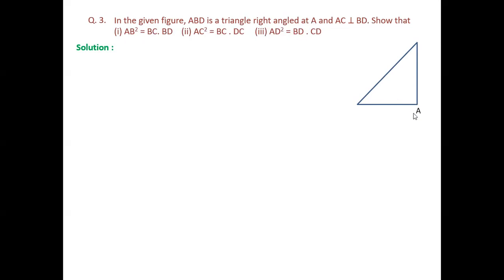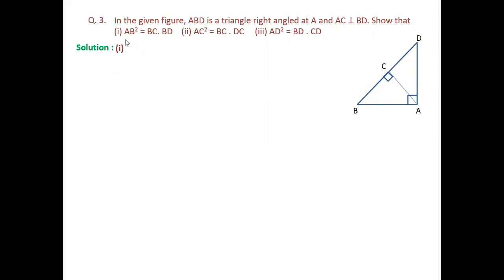So we should take A here. This should be B and this will be C. D. For ABD is a triangle. AC perpendicular to BD. BD is here. So from A, one perpendicular should come. So this is a 90 degrees here. So perpendicular from A. This is C. AC is perpendicular to BD. This is also 90 degrees.